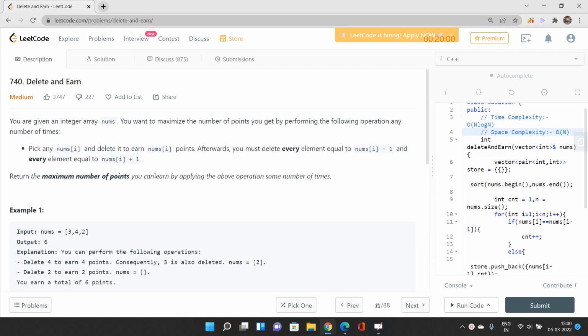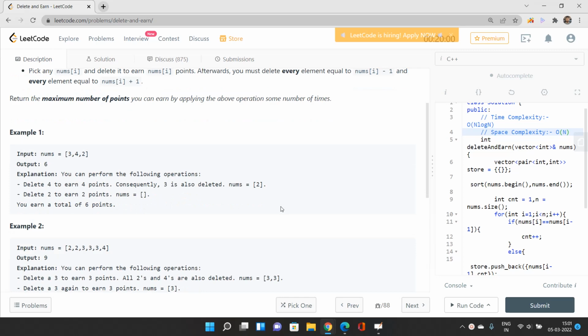Now, there are some key points you need to remember. You must delete every element equal to nums[i] - 1. That is, if the number you choose is, let's say, A, then you need to delete all the occurrences of A - 1 as well as A + 1 in the array if they exist. Then after doing that we earn A points, where A is the number chosen. What is the maximum number of points we can earn by applying the above operation some number of times?